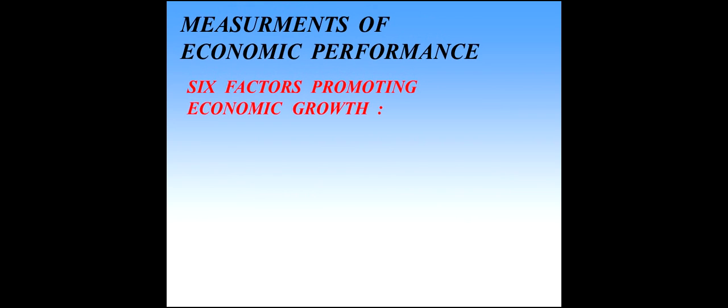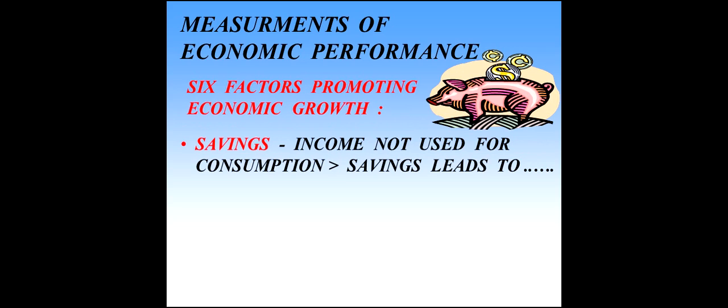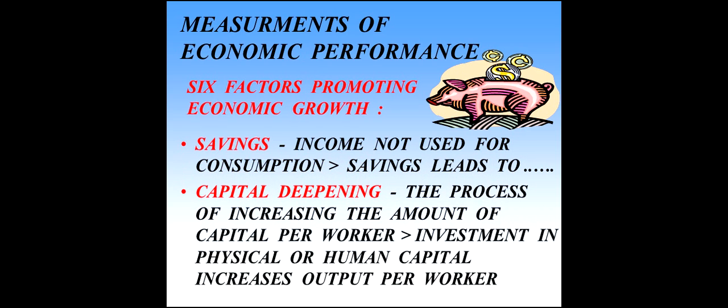There are 6 factors that promote economic growth. The first one is something I mentioned a moment ago, savings. Savings is defined as income not used for consumption directly. What savings does is that it leads to something we call capital deepening, the process of increasing the amount of capital per worker. In other words, it's the investment in physical or human capital that winds up increasing output per worker.